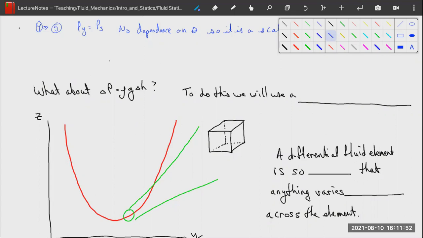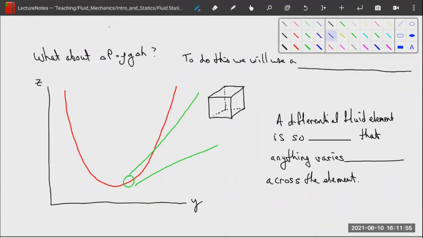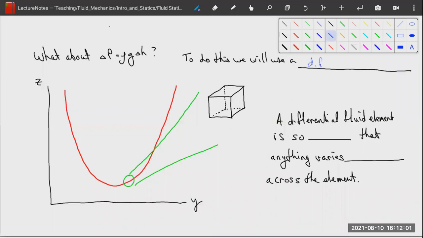So in this case, we're going to talk about what makes a differential element, right? So to do this, we use a differential fluid element.